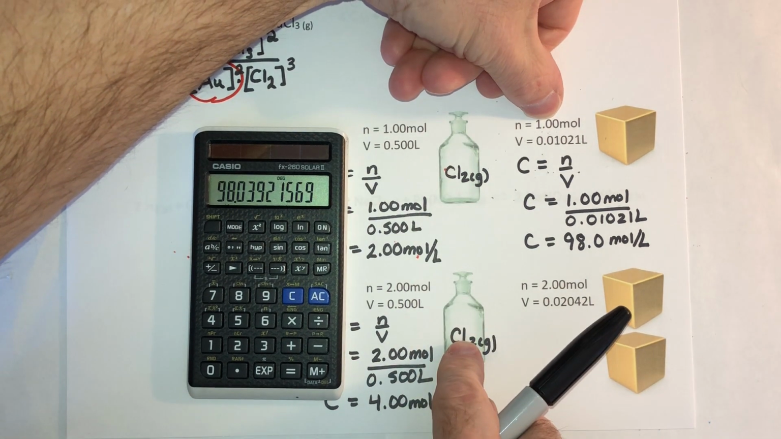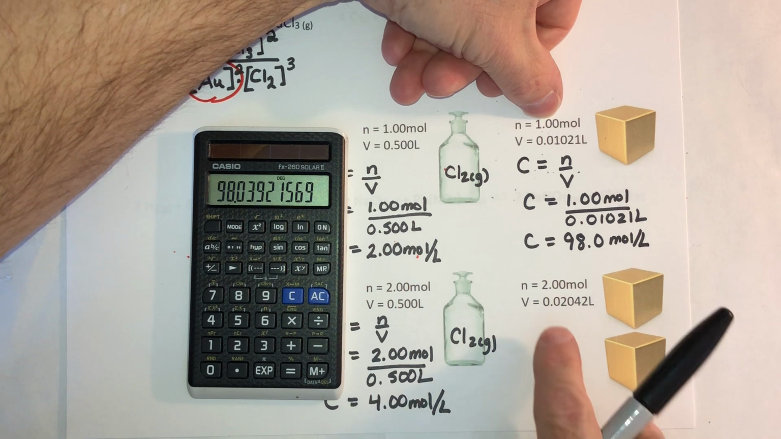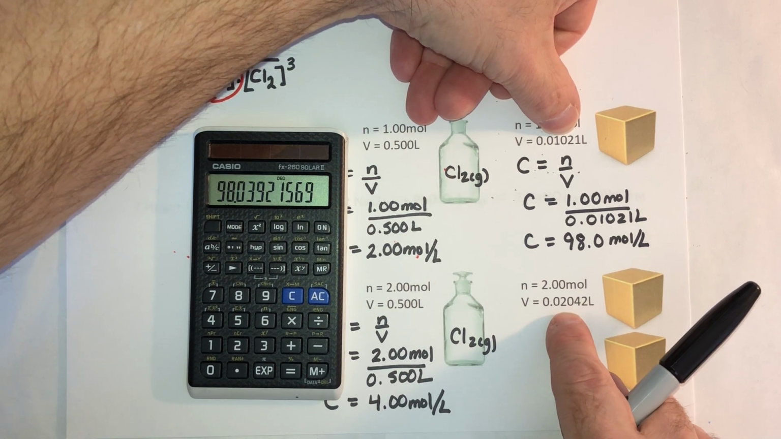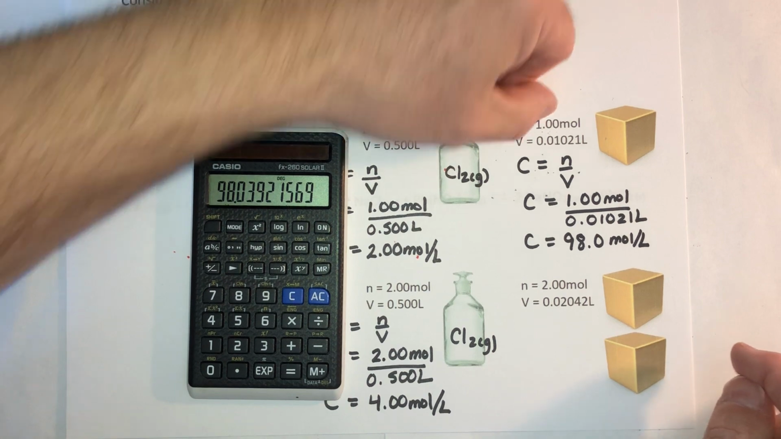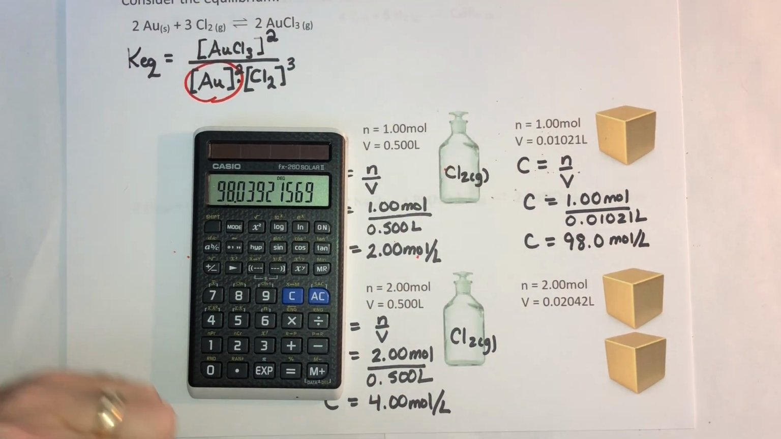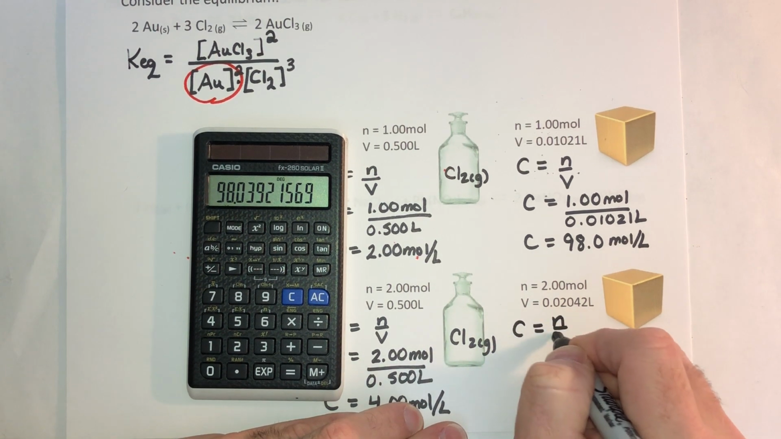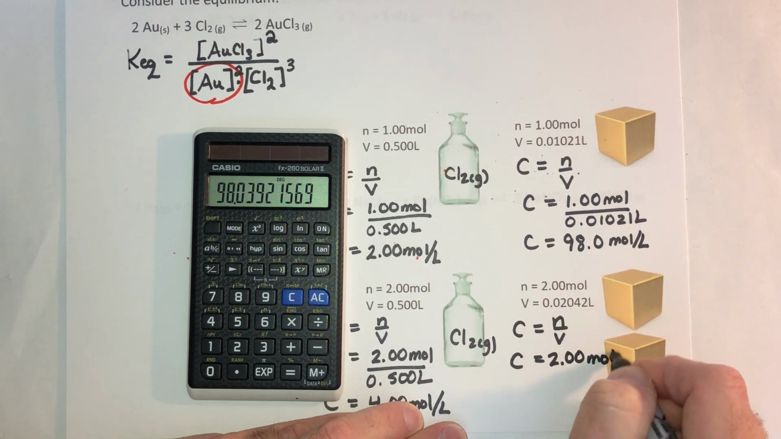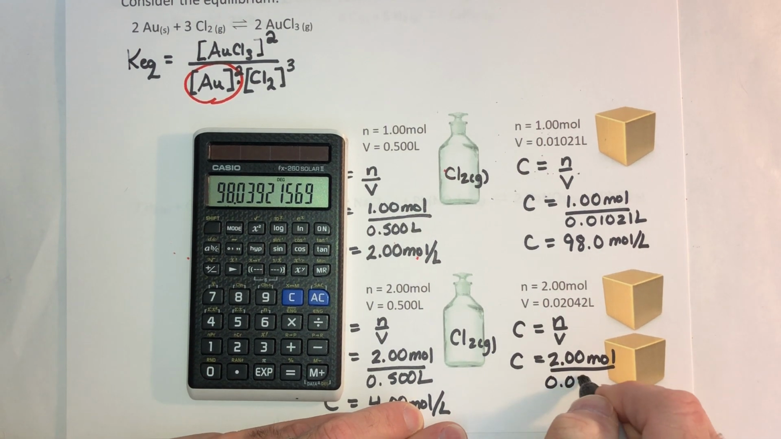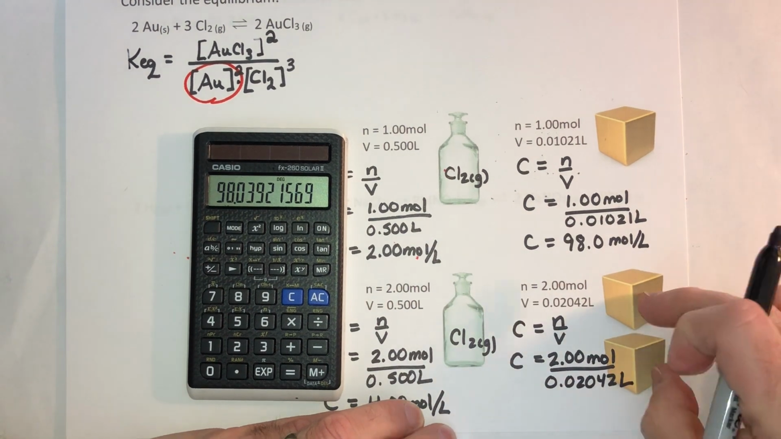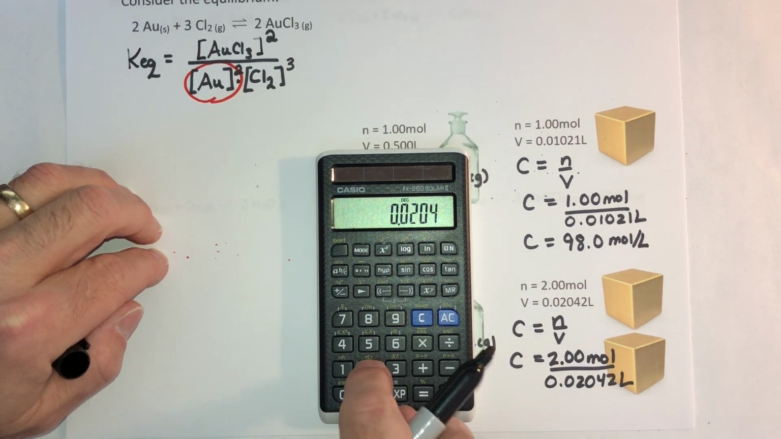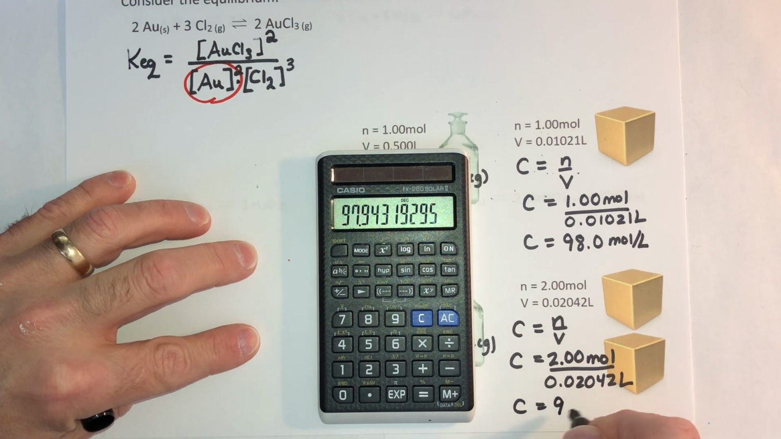But unlike the gas being contained by a container, if you have twice as much gold, it should take up twice the volume, right? If your original volume was 0.01, your new volume should be 0.02, right? If you have twice as much gold, it takes up twice as much space because it's a solid. So if I calculate concentration one more time, n over V, the concentration equals 2 moles, because you have twice as many moles, divided by 0.02042 liters. Again, twice the volume, because you got twice as much gold. If I do the calculation, 2 divided by 0.02042, it gives me the same concentration, 0.979 moles per liter.